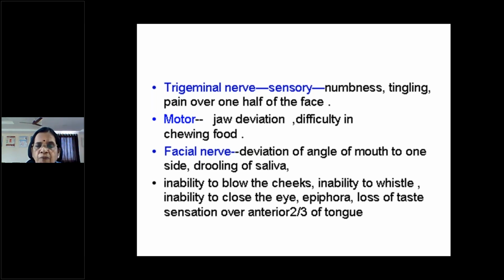And they may have epiphora, that is, tears without any effort. Loss of taste sensation over the anterior two-thirds can also be there. So whenever a patient has facial nerve involvement, we have to differentiate whether it is upper motor or lower motor neuron. From the history itself, you can make out.